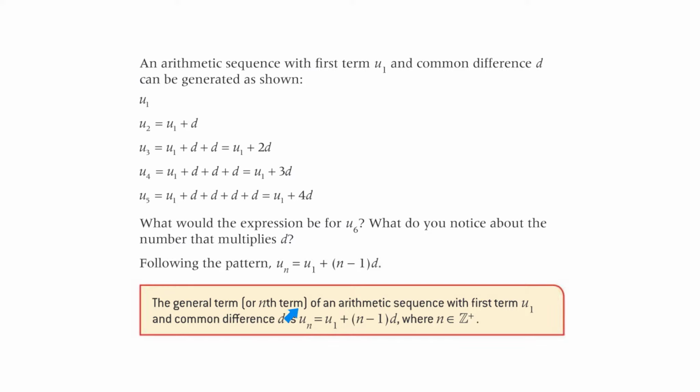The general term or nth term of an arithmetic sequence with first term u1 and common difference d is u sub n equals u sub 1 plus n minus 1 d, where n is an element of positive integers. Remember, n must be 1, 2, 3, 4, 5, 6, and so on. It must be an integer, a positive integer.